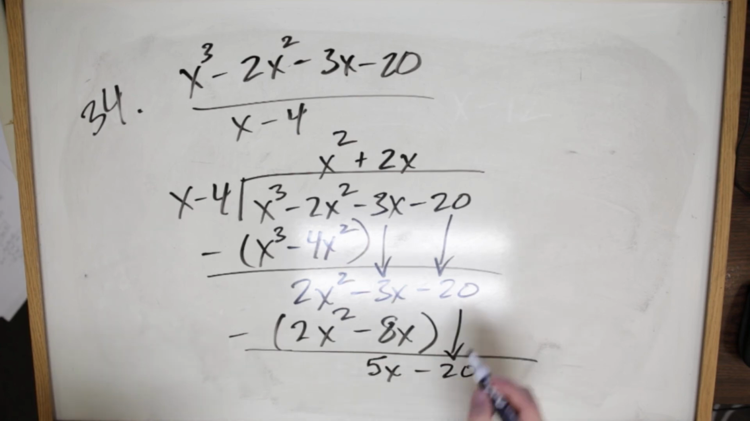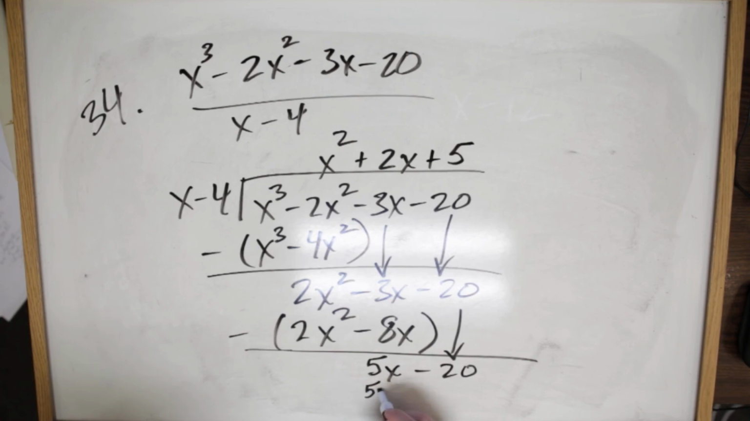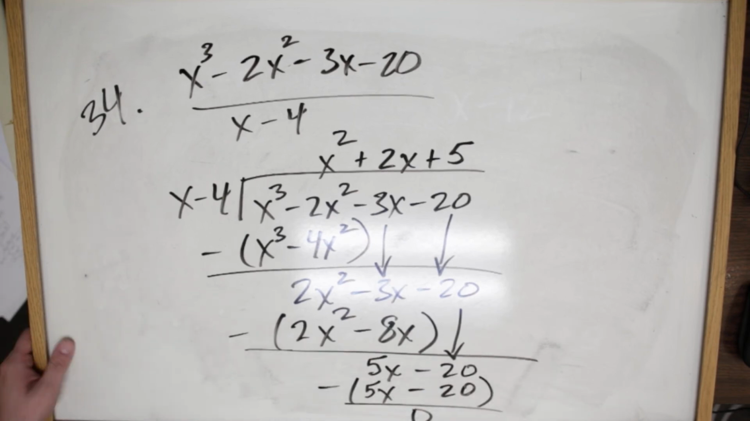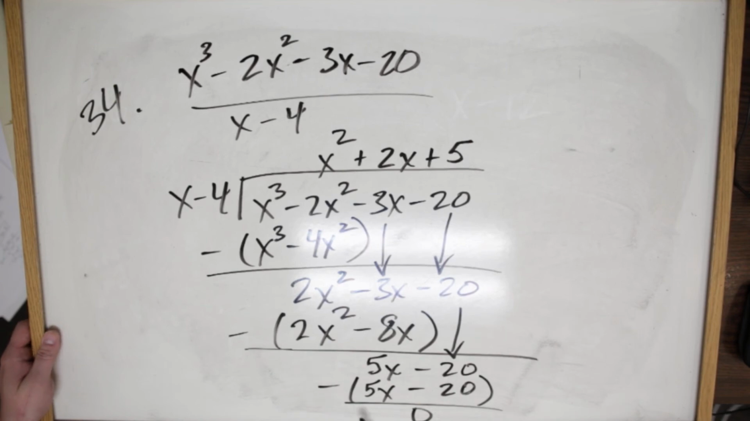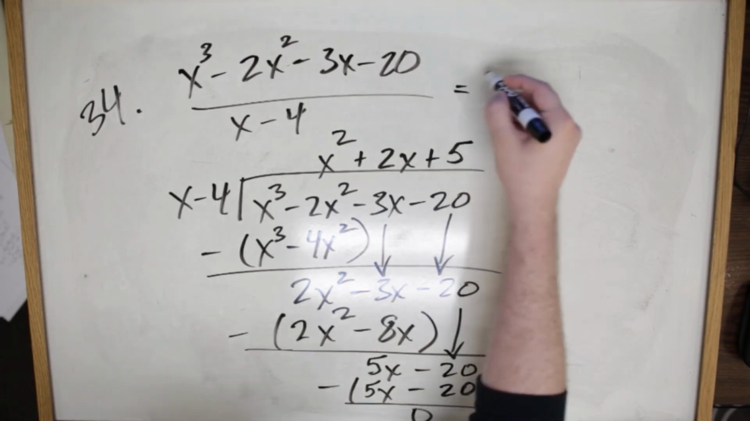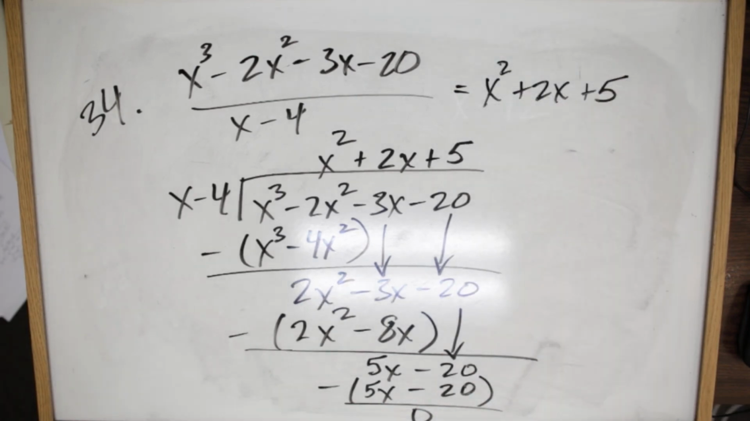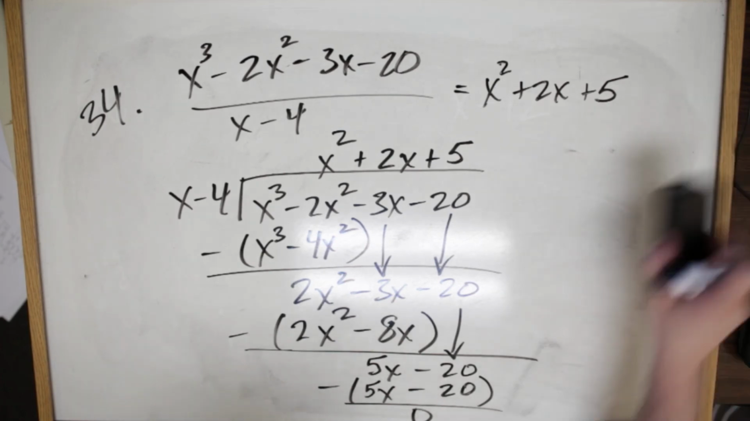Now I do the last, this is the last iteration. X times what will give me 5x? That would be a 5. So I get 5x. 5 times a minus 4 is a minus 20. And notice when I subtract, I'm going to get a 0. Sorry, I'm at the very bottom. You probably can't see that. That all adds out to be 0. And then we're done. So again, this solution is going to be x squared plus 2x plus 5. Okay? All right, that's that problem.